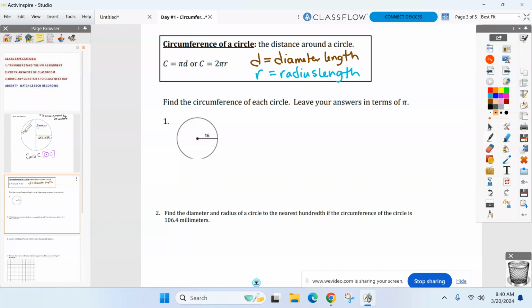Both will get you the circumference. You guys just got to make a decision. What are you going to use? And again, don't memorize it. It's on the formula sheet in the back of your packet.